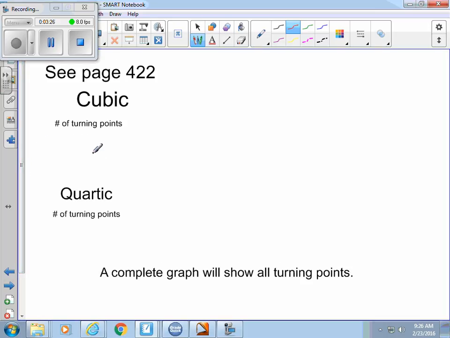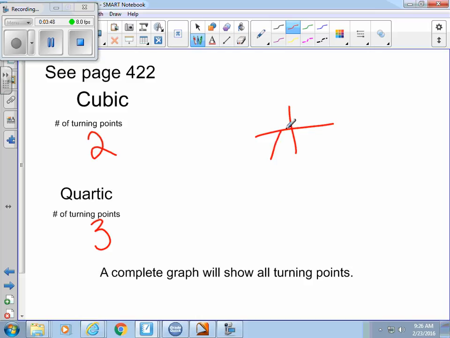A cubic, which we talked about quickly yesterday, could have at most 2 turning points. A quartic could have at most 3 turning points, and so forth. A complete graph will show all turning points. Now, I do want you to remember this is at most.